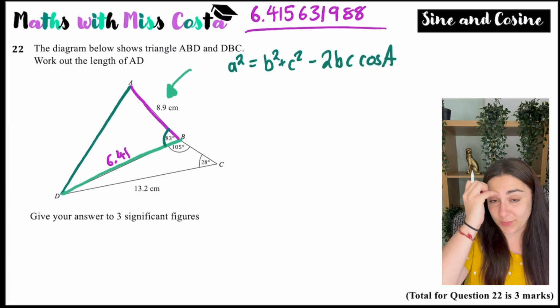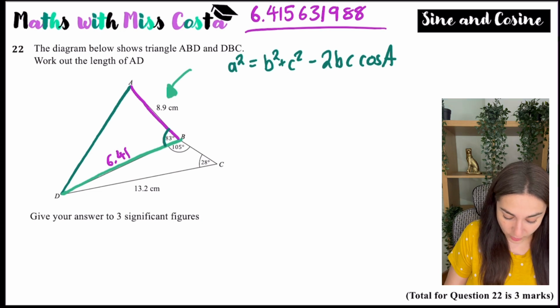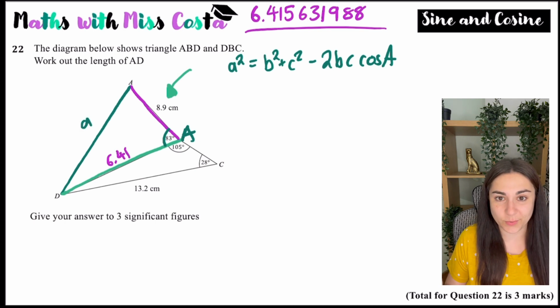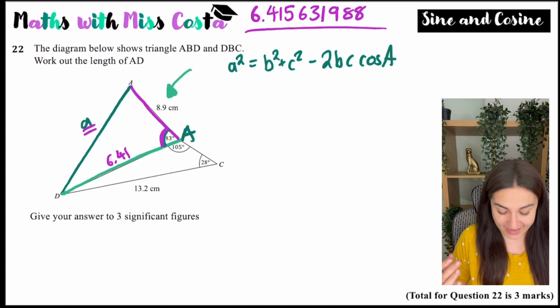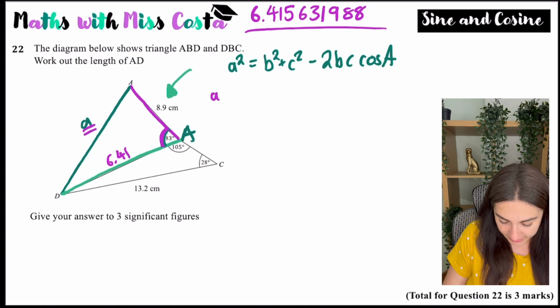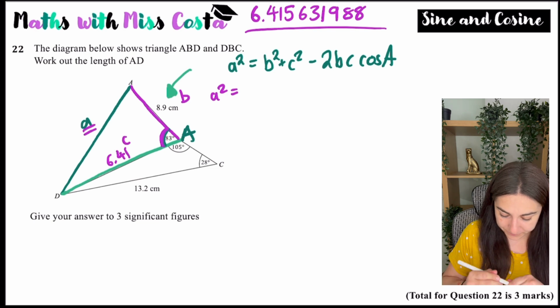So once again, you label your triangle according to what you want. The only angle you've been given is this one, so I'm going to label that A. And the side I'm trying to find is the little a. That's the cool thing about the cosine rule. If you have the angle opposite to the side that you're trying to find, and you have the lengths of two other sides, then the cosine rule is a dream. So a squared is going to, and it doesn't matter which one's B, which one's C.